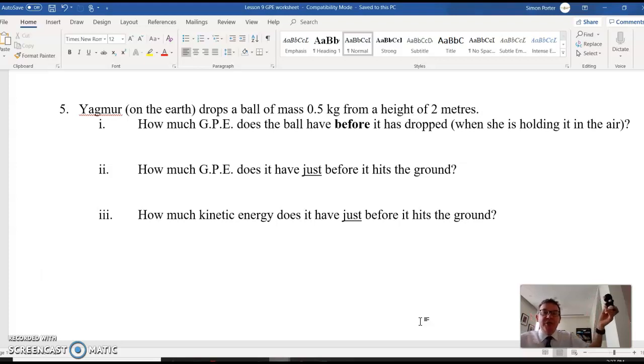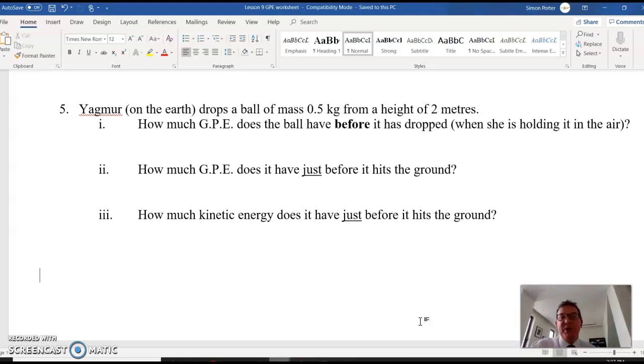How much gravitational energy does it have just before it hits the ground? So imagine that she drops the ball. Just before it hits the ground, so it's fallen down. So just before it hits.